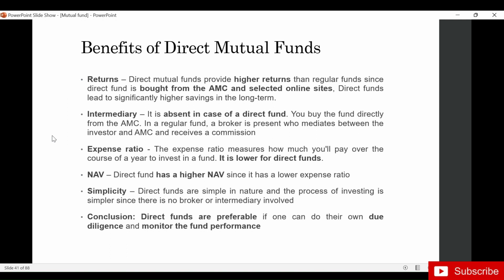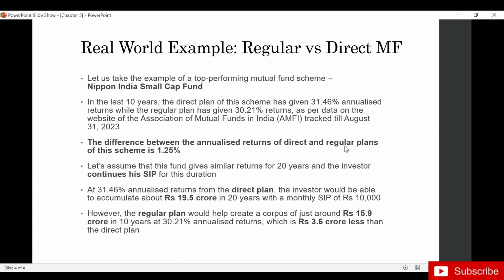So now we talk about the conclusion. In my opinion, direct funds are definitely preferable for an investor if they can do their own due diligence and research and monitor the fund performance on a continuous basis. In lesson 2, we are going to talk about a real world example to see the difference in returns between regular and direct mutual funds.